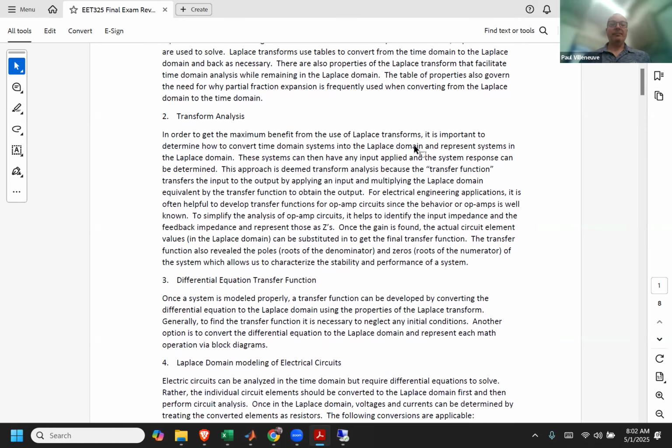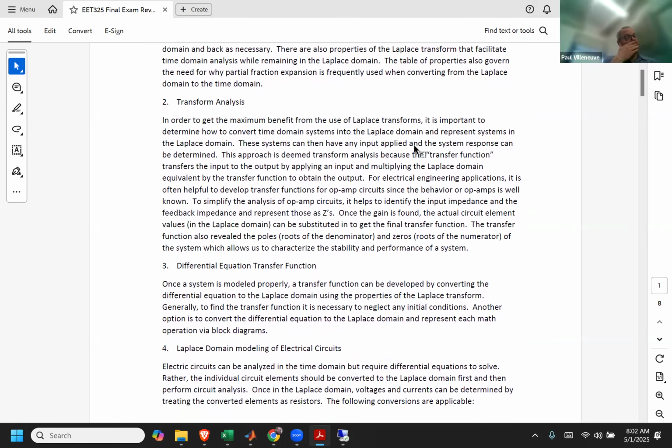Then we moved on to transform analysis, because in many real world systems you don't actually know what the input stimulus is going to be. So you come up with a model of a system, and that model will give you an output given any input that you want, as long as you are not exceeding the capability of that particular system.